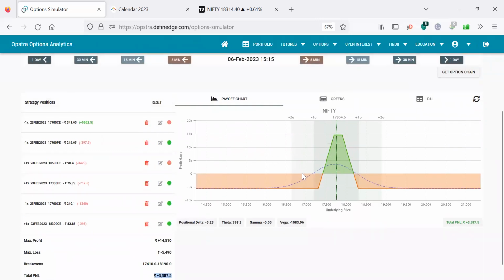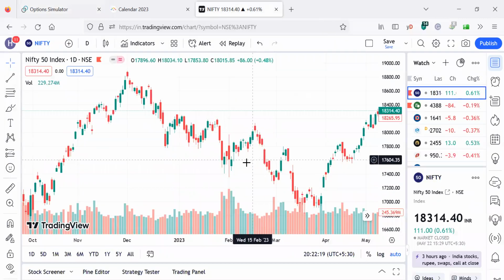Now you can just check it out here. It is giving a profit of 3,387 rupees. It is more than 4%. It is on 6th Feb. So now let us check the charts.